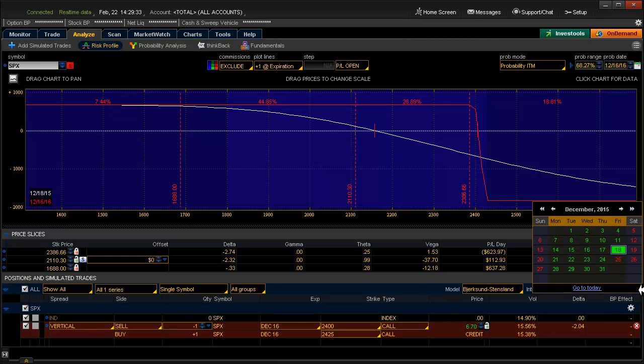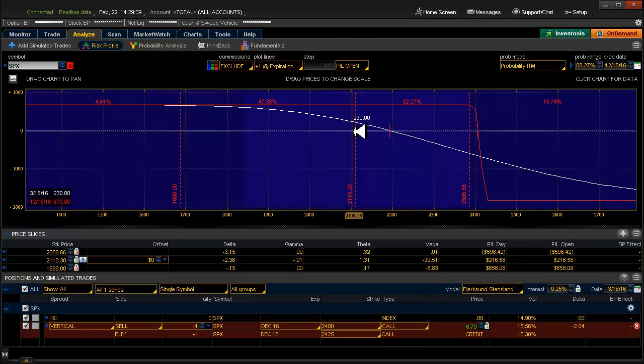Let's move out a little bit further. Let's go into, say, like March of next year. Look at this line here. This is March of next year. Now you're up 216 if price doesn't move at all. If we get the correction then in March, you're at 100% profit, barring any change in IV.